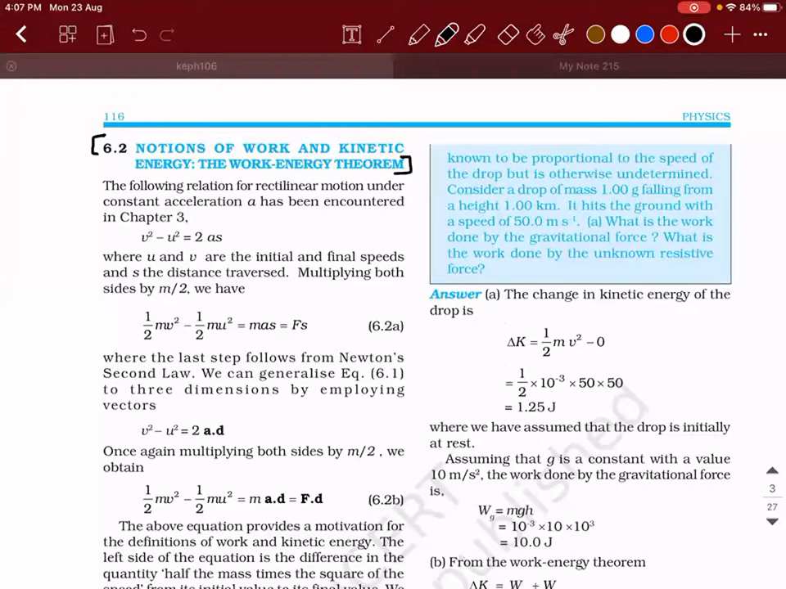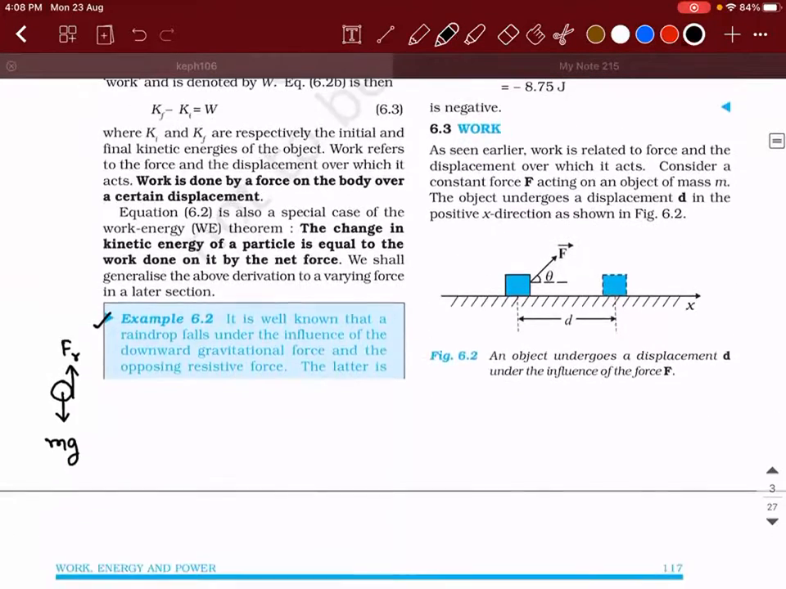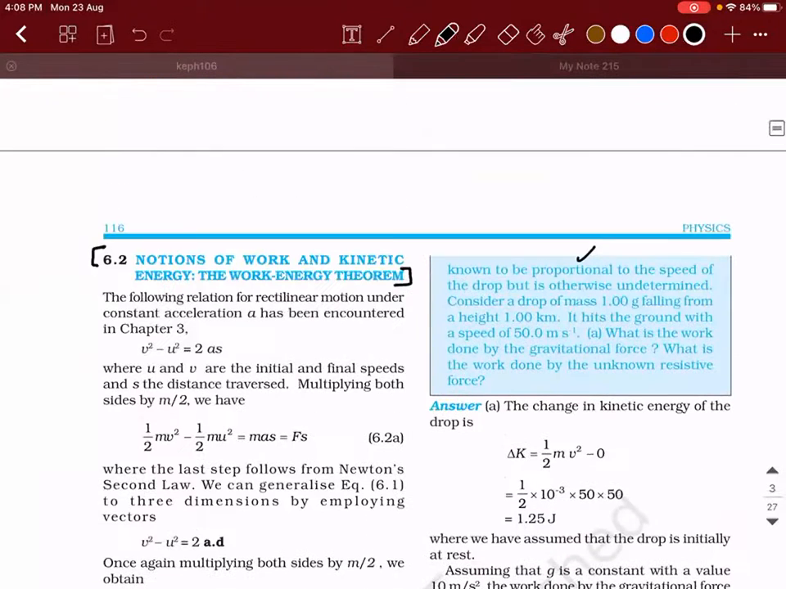What is the meaning of this? Can someone tell me? The latter is known to be proportional to the speed of the drop, but is otherwise undetermined. They are trying to say that the resistive force is directly proportional to the speed with which the raindrop is falling, but we don't know the value of it. It is observed that as the speed increases, the resistive force also increases. Now, what is the question?